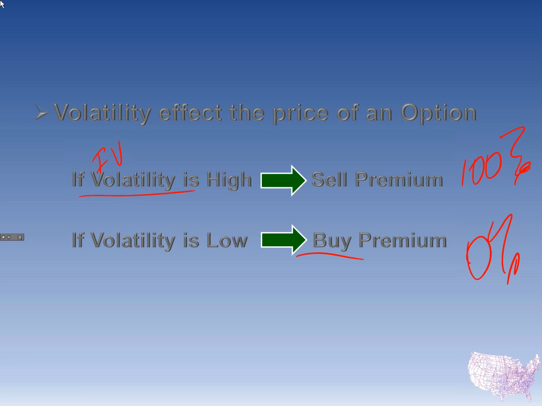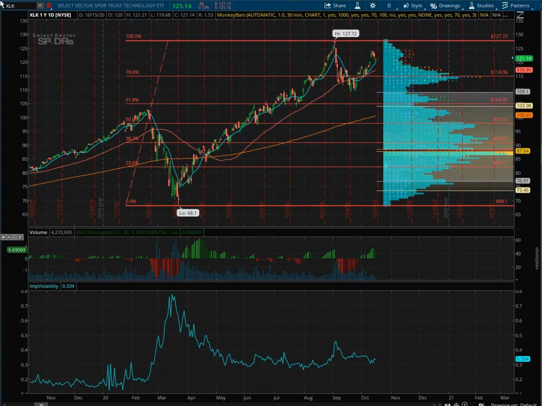So we talked about this. I'm looking at XLK as my trade, right? Here I have a chart of it, with implied volatility down here, right? And what we're looking at for XLK is 33. So I need to know where 33 is in relation to the high and the low.